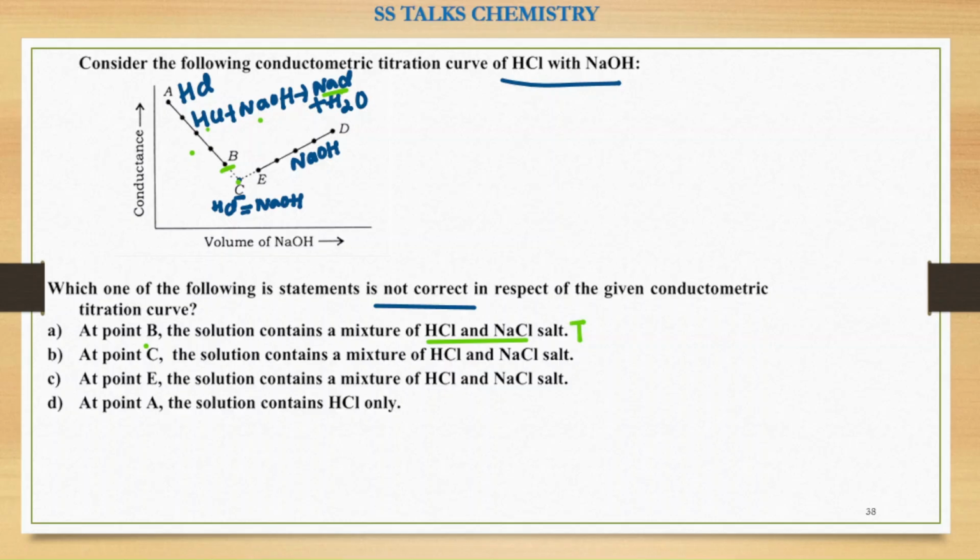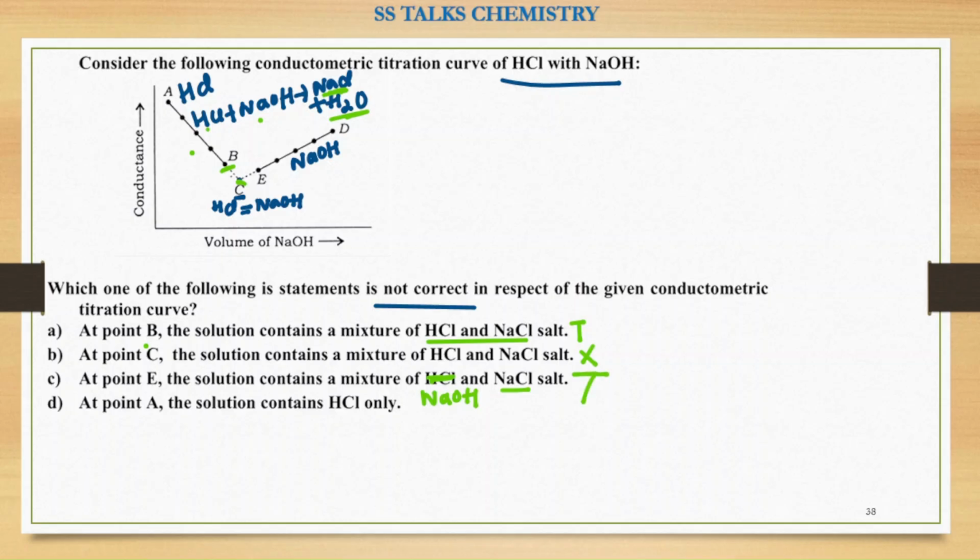Next is at point C, the solution contains a mixture of HCl and NaCl salt. Here at this point, complete neutralization has taken place. You will not have HCl present over here. The reaction has completed. Only NaCl and water will be present, but HCl won't be present at this point. So this is my incorrect one. Next is at point E, the solution contains a mixture of NaOH and NaCl. So this statement is true.